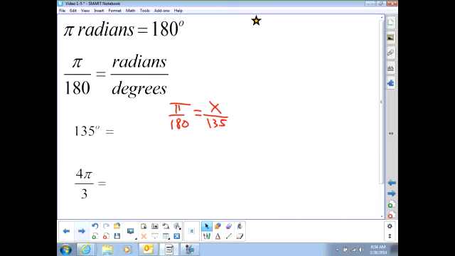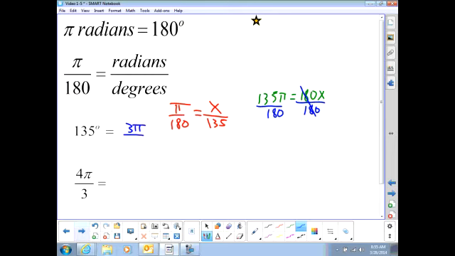And now we'll just cross multiply. So we'll have 135 pi equals 180x. Remember, we're solving for the x. I see a lot of people start to get pi by itself. We'll divide by 180 to get the x by itself. And we want this in terms of pi. So we'll just do 135 over 180, which will give us 3/4. So this is really 3 pi over 4.